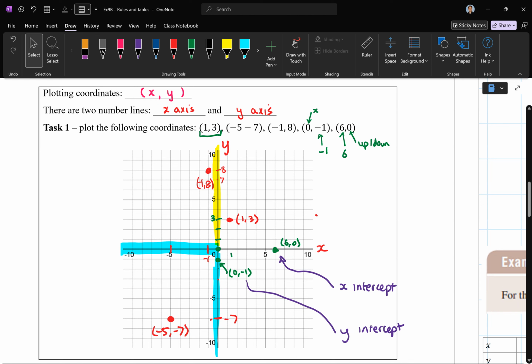Now today's lesson, first skill was, can you plot coordinates? That's the first thing. But really, how does this tie with algebra?